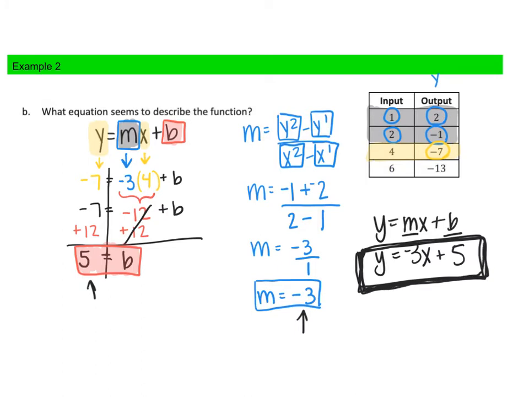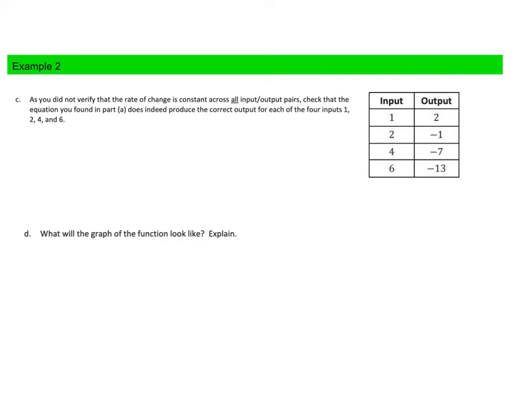Okay? All right, before we start with this, I want to remember my equation that we found for this table, because it's the same table. It was y equals negative 3x plus 5. That was the equation. Okay? C says you did not verify that the rate of change was constant across all of these inputs, right? We didn't find the slope for all of them.